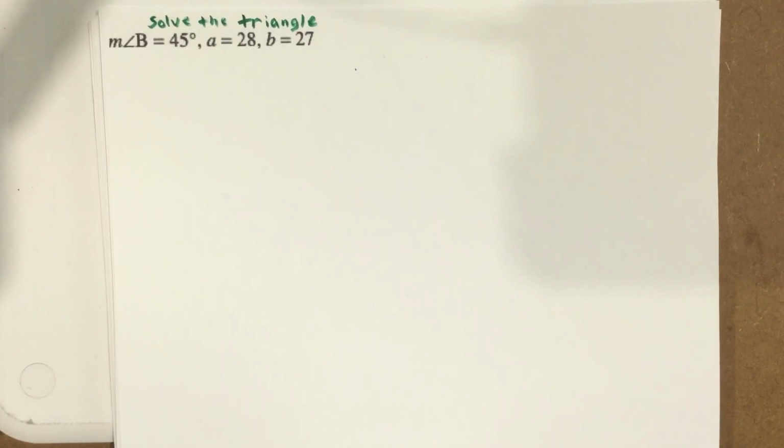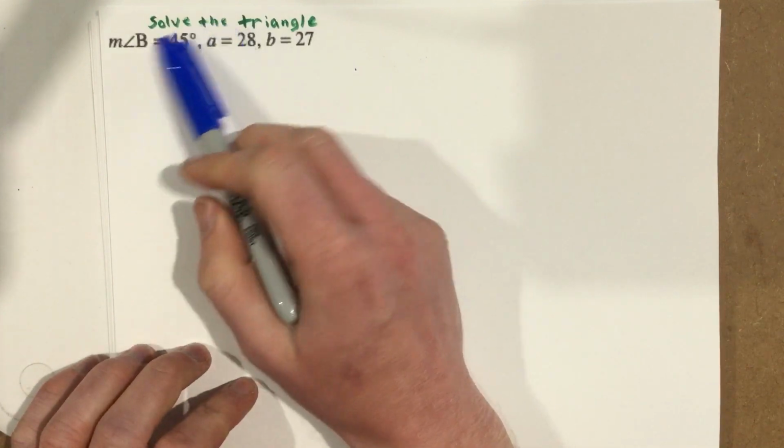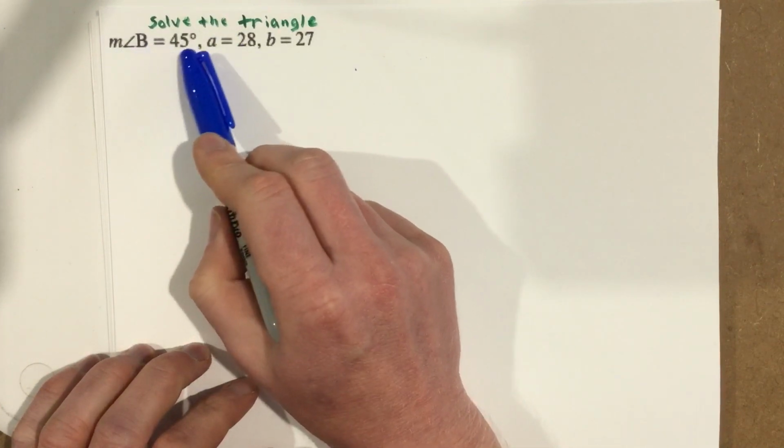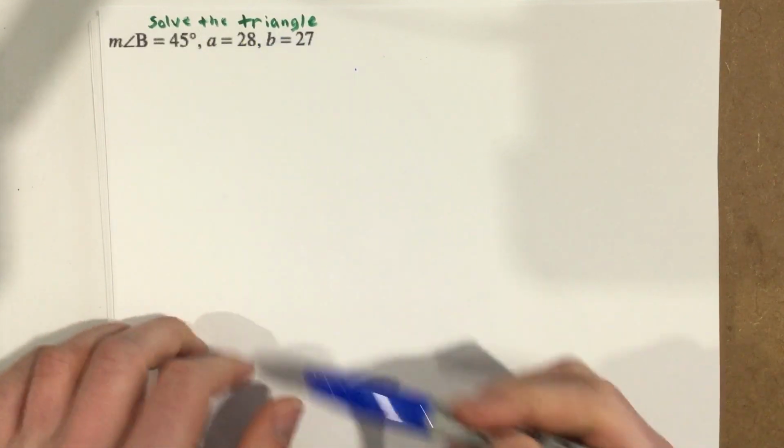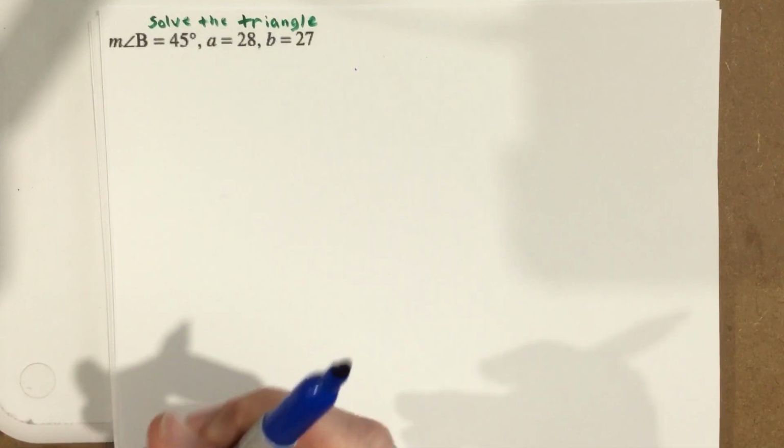This is review problem number 1 for assessment number 5. They want us to solve the triangle, and they give us angle B, which is 45 degrees, and they give us side A, which is 28, and side B, which is 27. So let's draw the triangle first.